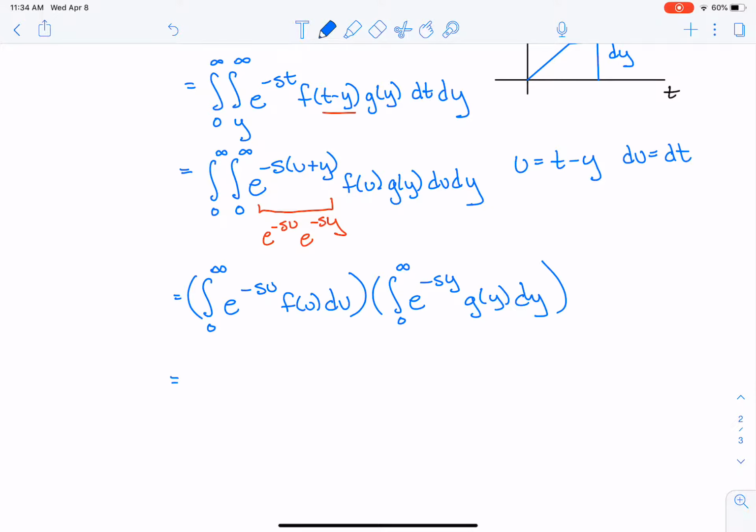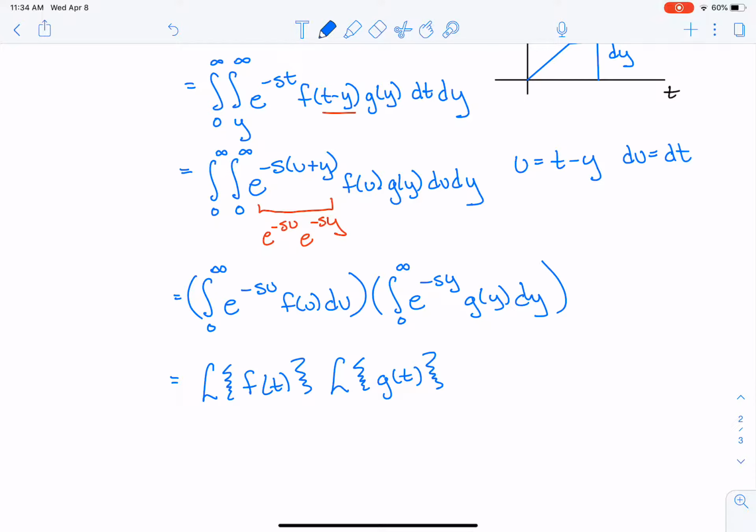Now, hopefully you recognize what's in each one of those parentheses, because I have the Laplace transform of f of t in that first set of parentheses, and then I have the Laplace transform of g of t in that second set of parentheses. So using that fact from multivariable calculus, that essentially if we have the product of a function of the two variables, so a function of u and a function of y, then we can split that double integral up into the product of the two integrals.